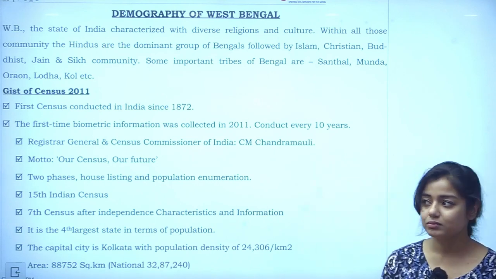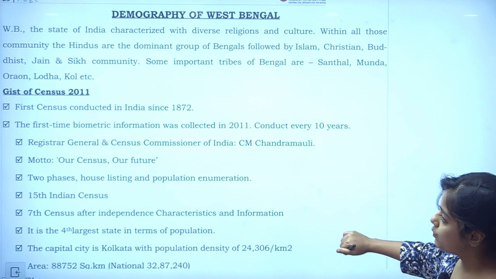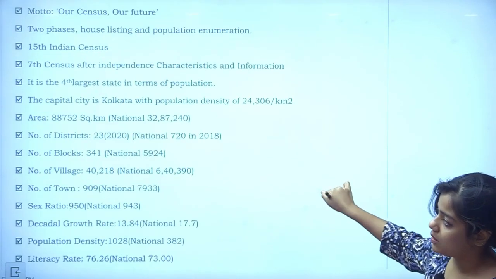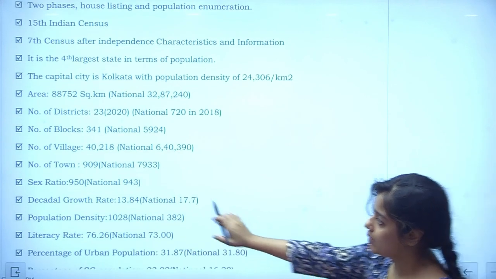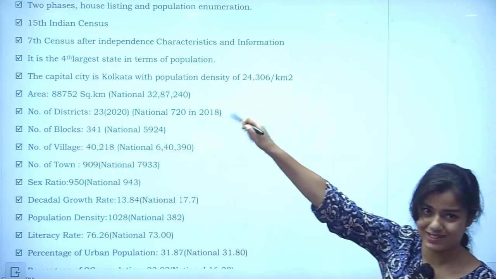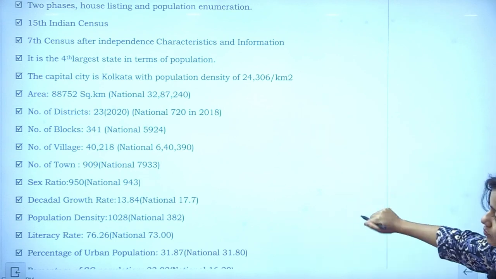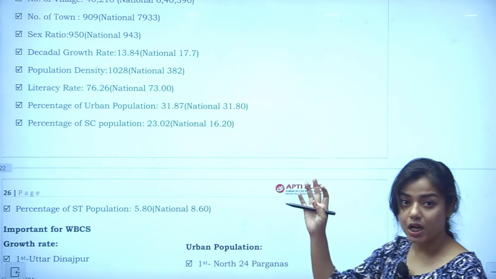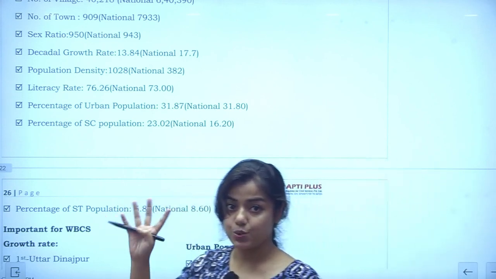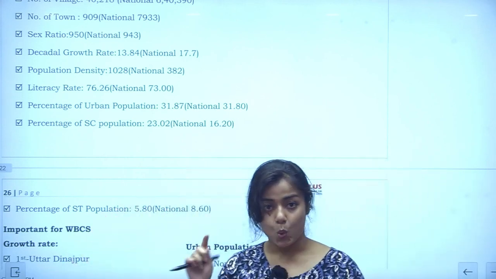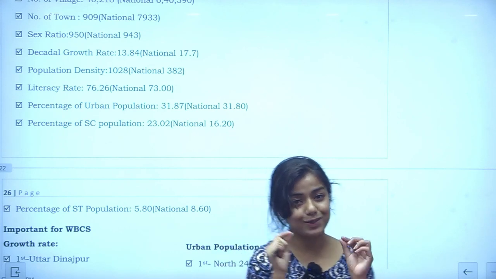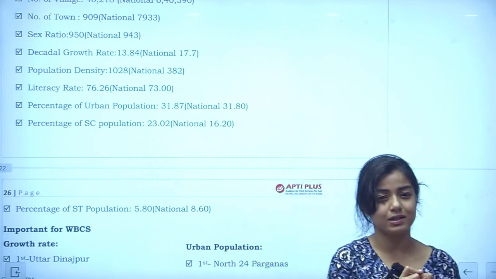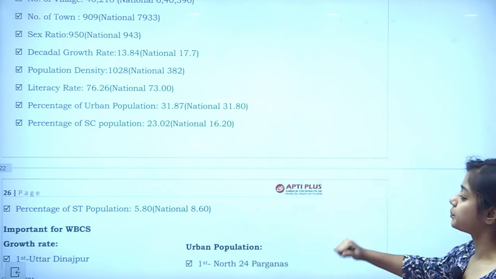Here is some information about the census: the number of blocks, decadal growth, population density, literacy rate. These are the data that you have to learn by heart, including the exact numerals after the decimals. You have to learn the exact data.